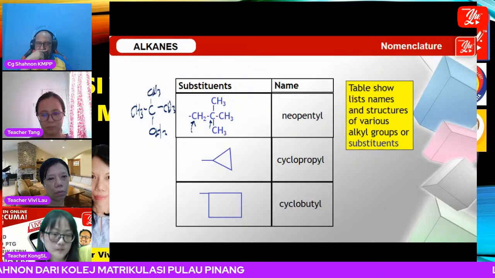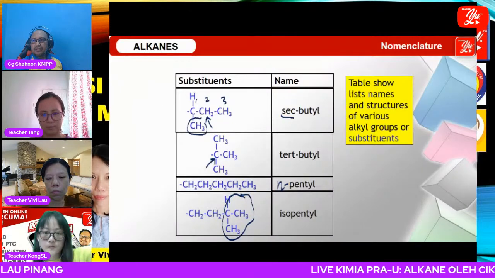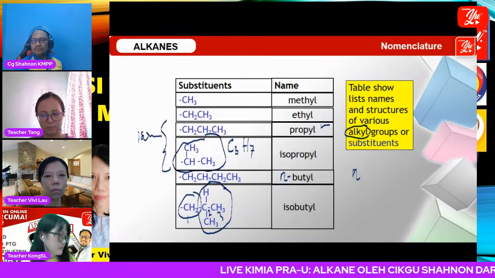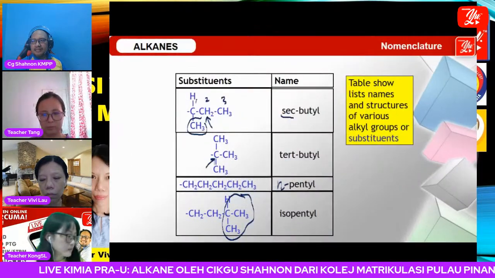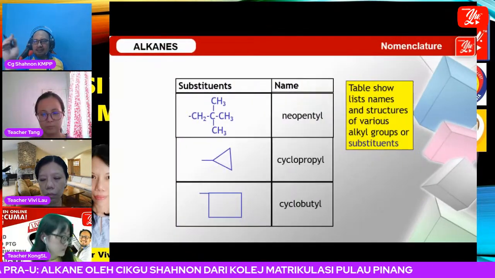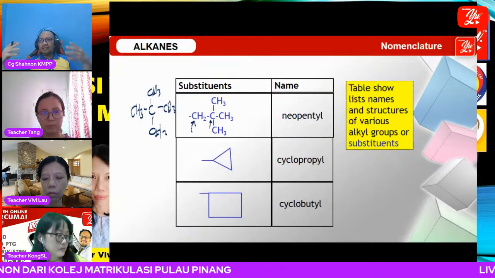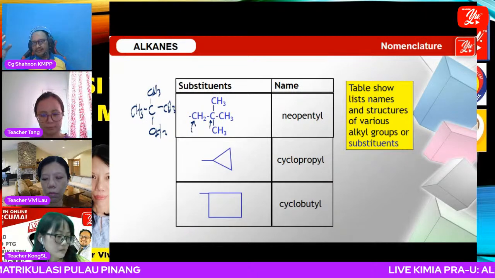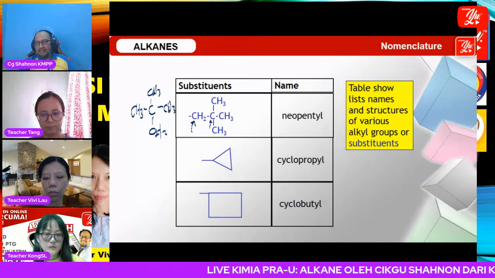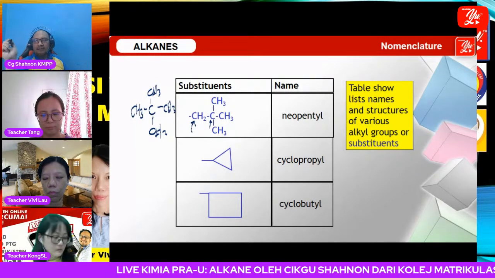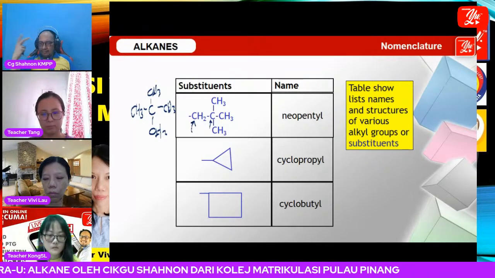All right. So in this case, we have how many? 1, 2, 3, 4, 5, 6, 7, 8, 9, 10, 11. Okay, 11 names of substituents that you have to memorize. You have to know the structure. You have to know how to write the structure exactly as I showed.